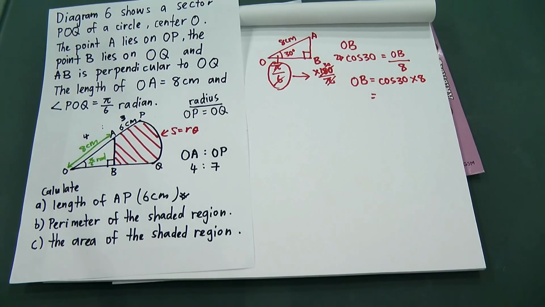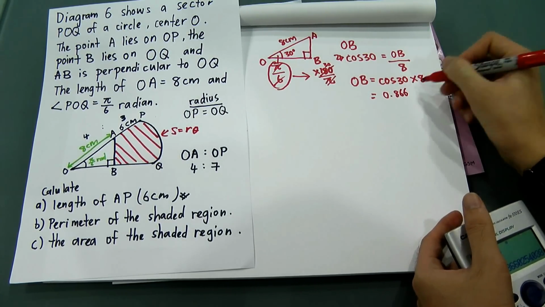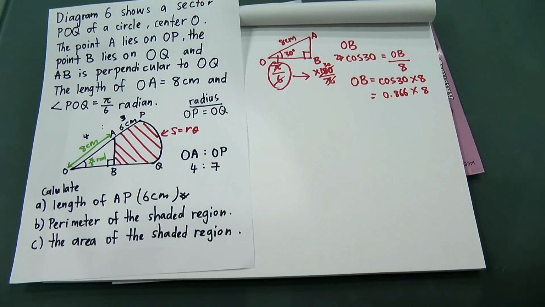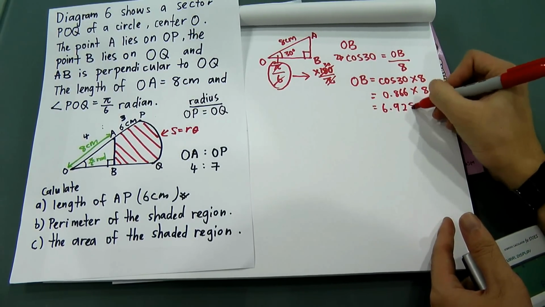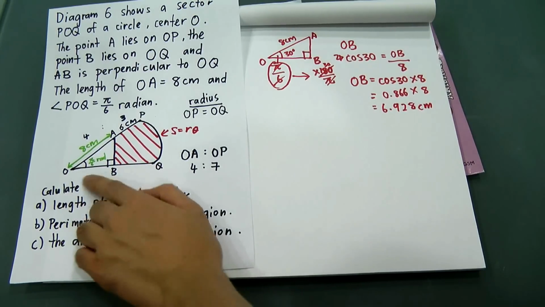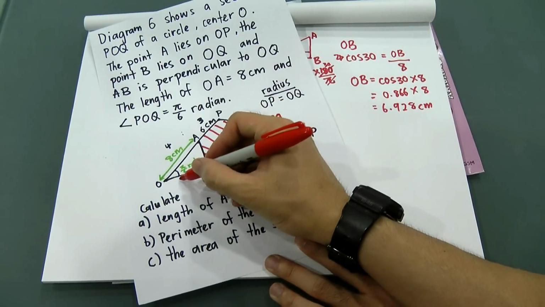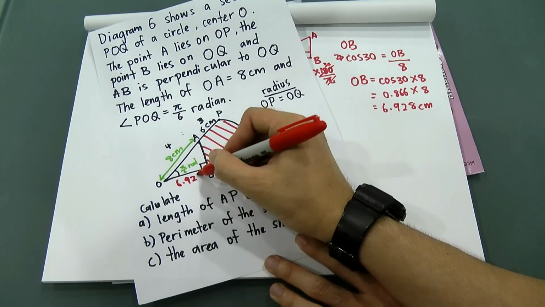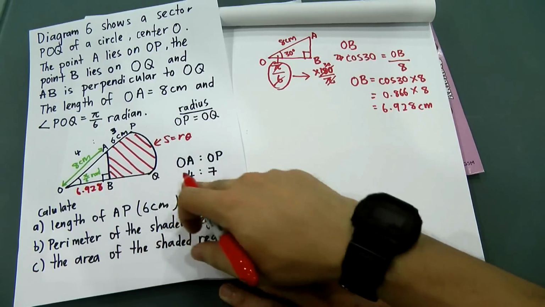Okay, so we press cos 30, we will get 0.866, multiplied by 8. So we use 0.866 multiplied by 8, we will get 6.928 centimeters for the length OB. Okay, so we just mark down here 6.928.